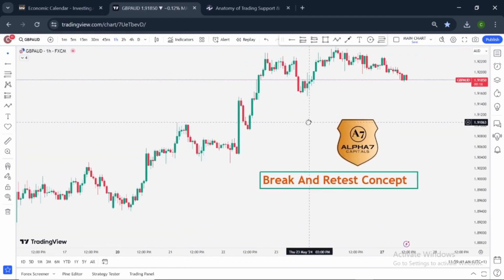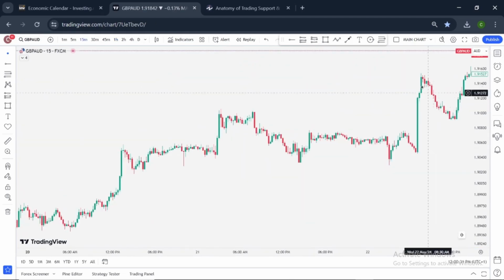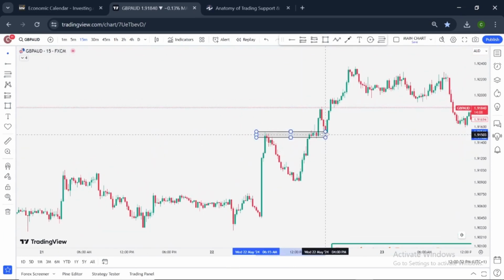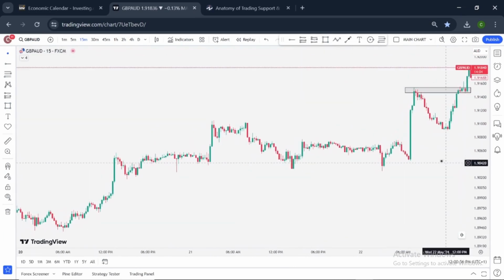So this is a very practical example. Let's say price is here. Price printed this previous high. So this is our key level, our point of interest. So we'll use our drawing tool, mark it, wait for price to break out. And you can see here, price broke above our key level.